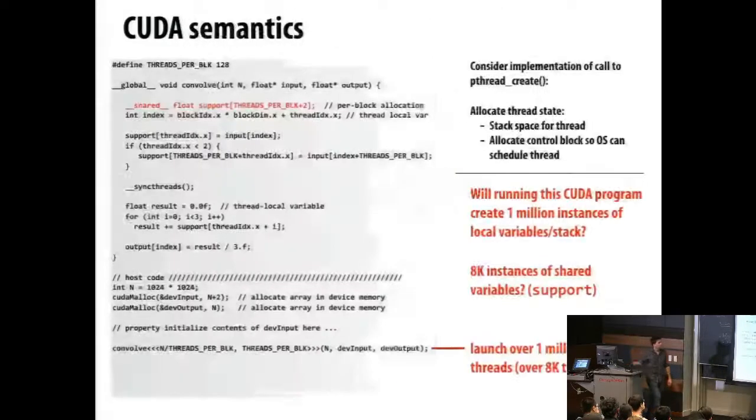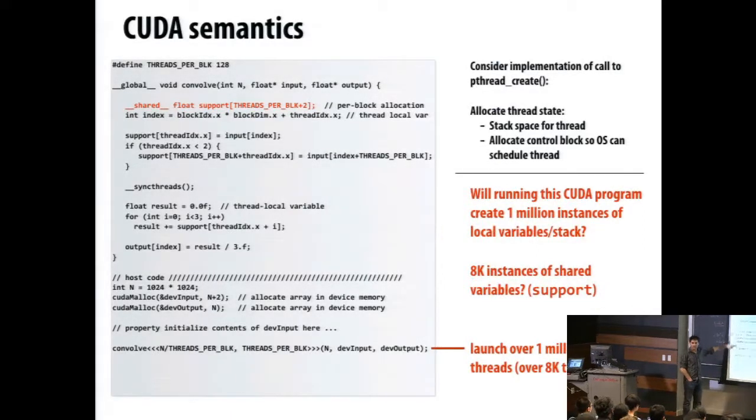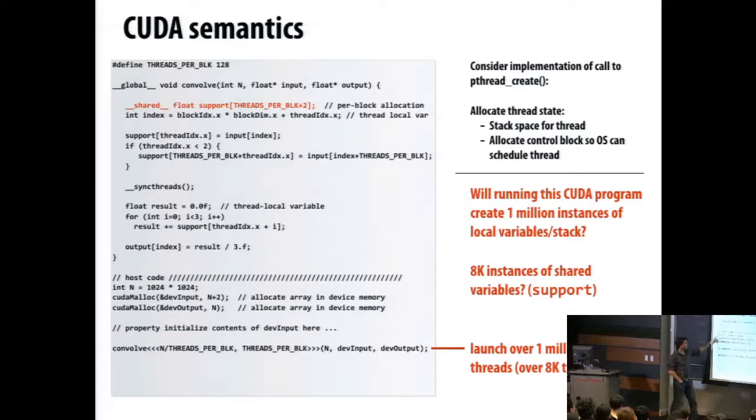Okay, so here's a question for you. Here's this convolution code, nothing new, same code. And remember we said we're going to run it on an array of 1 million elements. So this launch here technically says launch over 1 million CUDA threads.